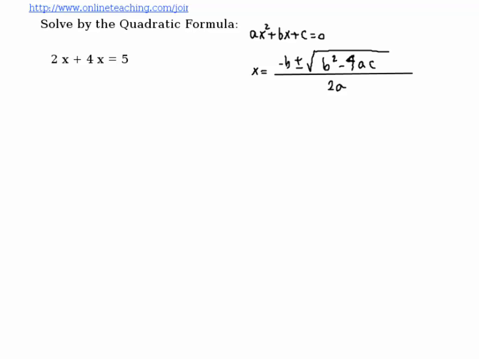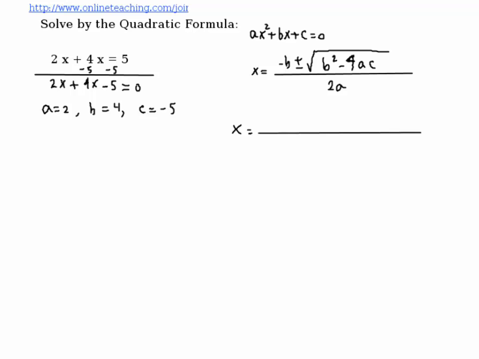So in this case, we need to know what's a, what's b, and what's c. In order to do that, we need to subtract 5 from both sides of the equation here. So we move this to one side of the equation. Then you would get, in standard form, a equal to 2, b equal to 4, c equal to minus 5. And so all we have to do now is to substitute these values into this equation.